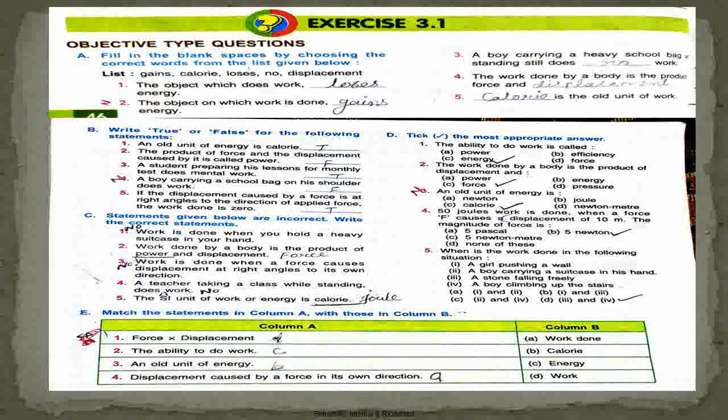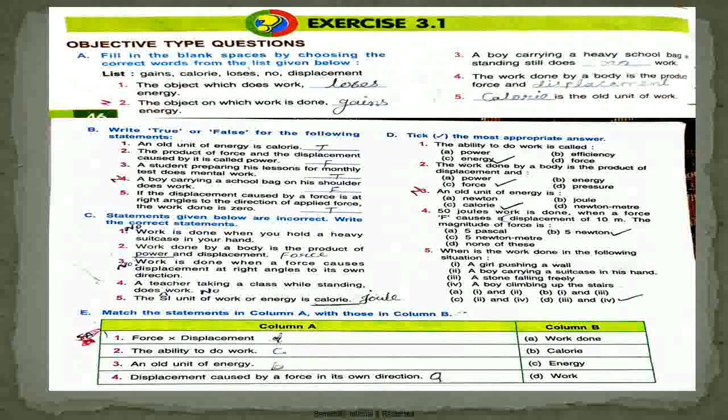We have to correct the statement. First statement is given as: work is done when you hold a heavy suitcase in your hand. So there is no work done. Only you are holding the suitcase, but you are not changing your place. So no work is done. So at the beginning of this sentence, you have to write no. So it will be: no work is done when you hold a heavy suitcase in your hand. Clear?